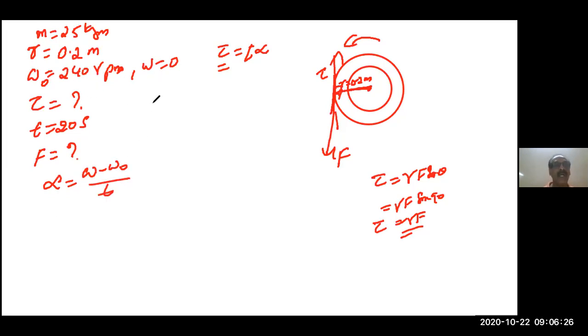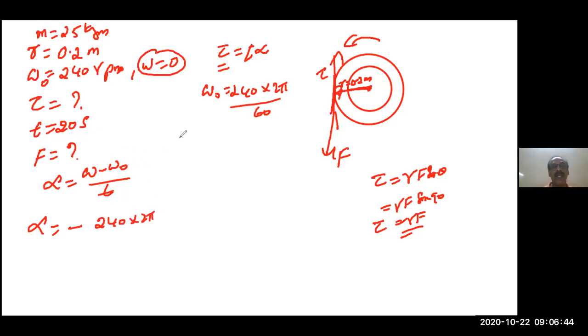Now here, omega naught we have to convert. Omega naught is 240 into 2 pi radians divided by 60. So alpha is equal to final velocity 0 minus 240 into 2 pi divided by 60, over time 20 seconds. So alpha is minus 2 by 5 pi radians per second squared. If it's wrong, tell me.